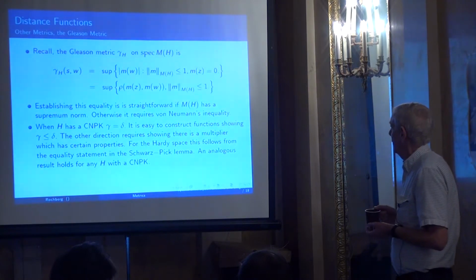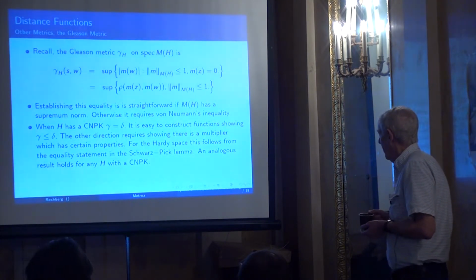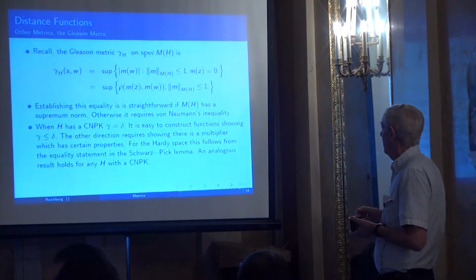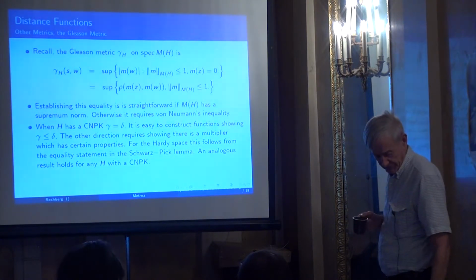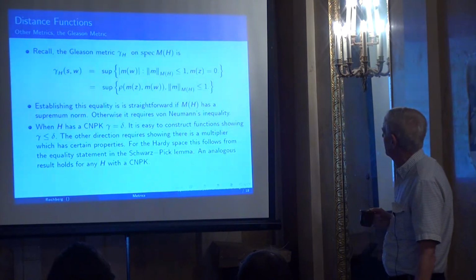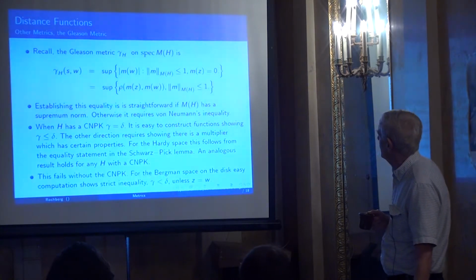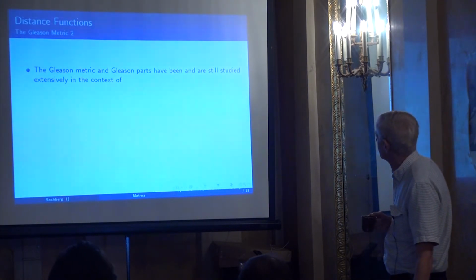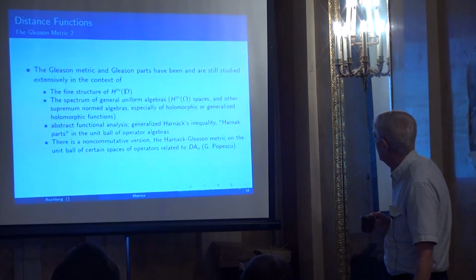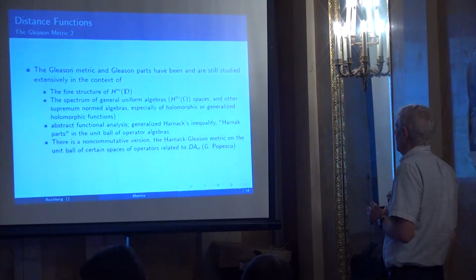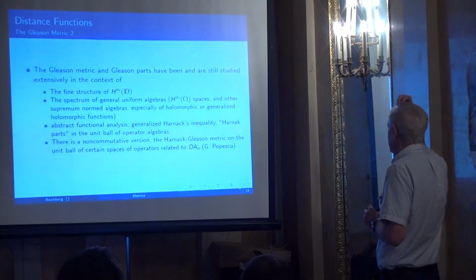The complete Nevanlinna-Pick kernel says that there is this upper bound for the oscillation of multipliers between 2 points, and in fact that upper bound can be attained. So this oscillation metric for the multipliers and this delta function are the same, which suggests that there's more to be said here about the relationship between delta and the structure. And this is just the statement that the Gleason metric has been studied extensively. I mentioned the other day that it's been studied extensively as part of studying the fine structure of H infinity.